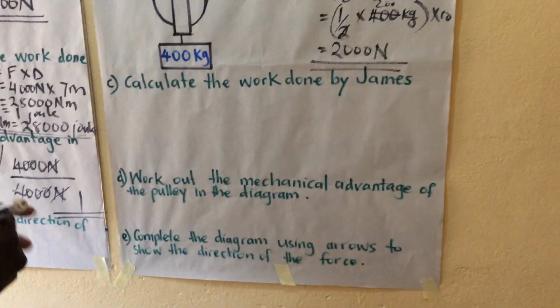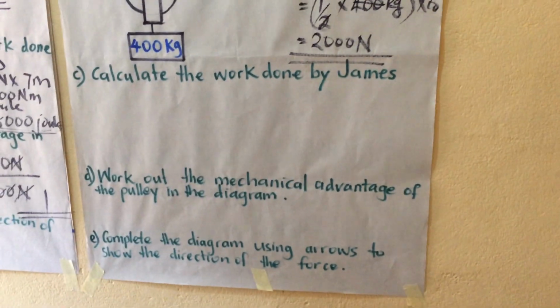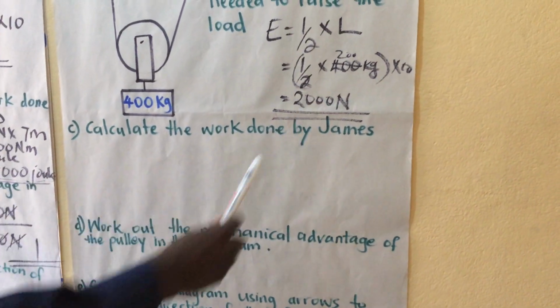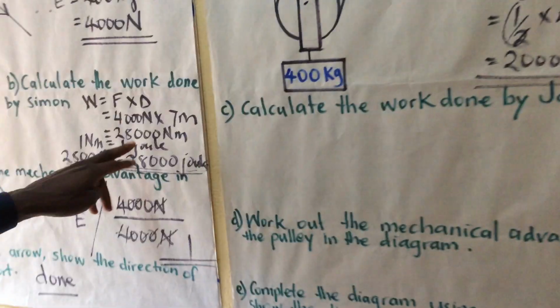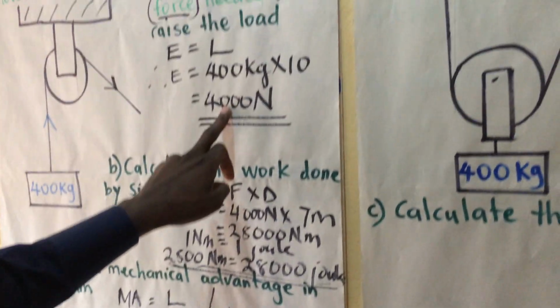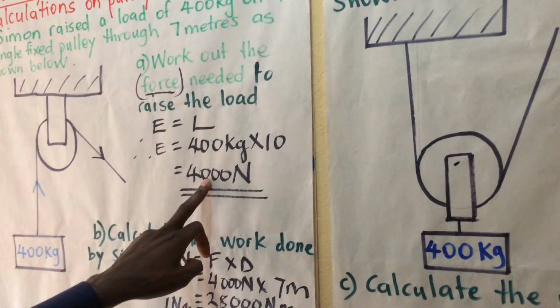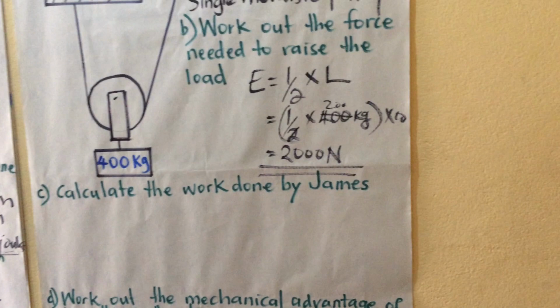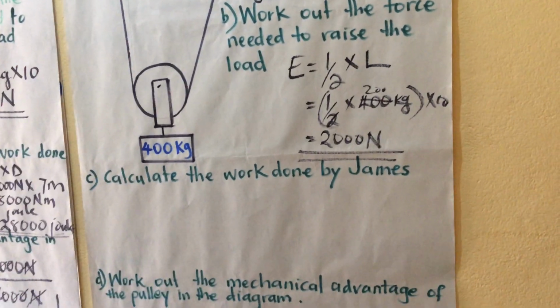Then calculate the work done by Giimpse. So look at the force that Giimpse used and look at the force that Simon used. Simon used 4,000 newtons, Giimpse used 2,000 newtons. That means this one reduces on the effort applied or reduces on the force that we are using because it has got two supporting forces.